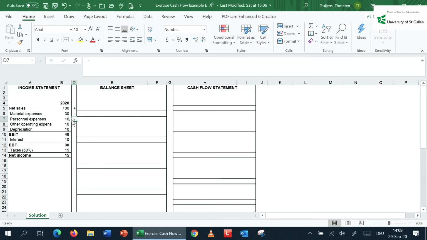Let's assume this is a mafia organization. Mafia organizations actually don't pay Social Security. They pay everybody in cash under the table. If that is the case, yes, we actually can say personnel expenses is a cash out. What is other operating expenses?